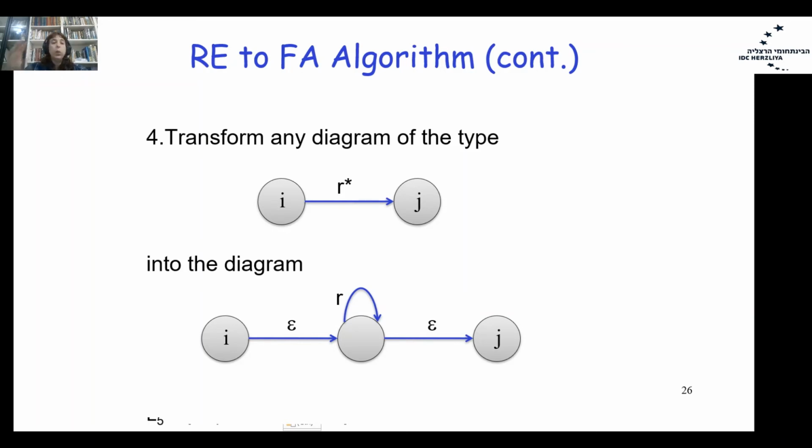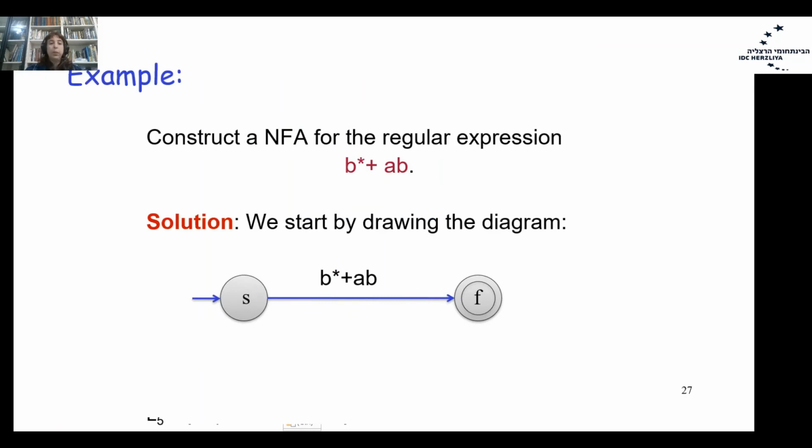So once again, we continue to apply steps 1 till 4 of the algorithm until we have a non-deterministic finite automaton where on each edge we have only a single letter of the alphabet or an epsilon transition. Let's do an example. Okay? We are given a regular expression b star or a concatenation b, and we are asked to construct an NFA for this regular expression. So we start by applying the algorithm.